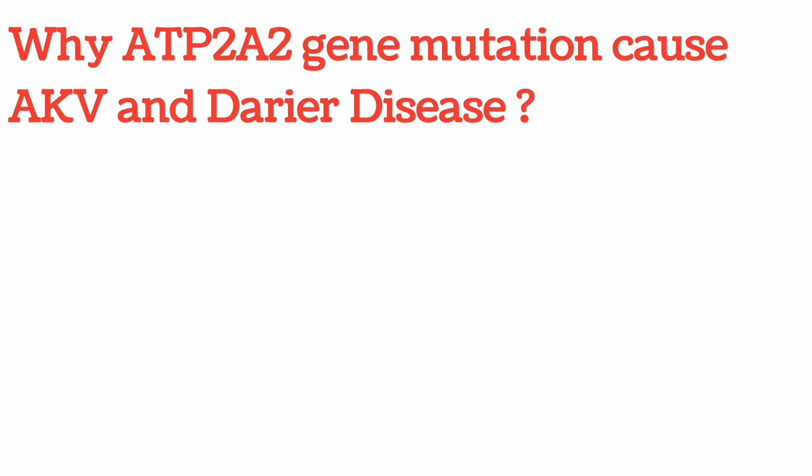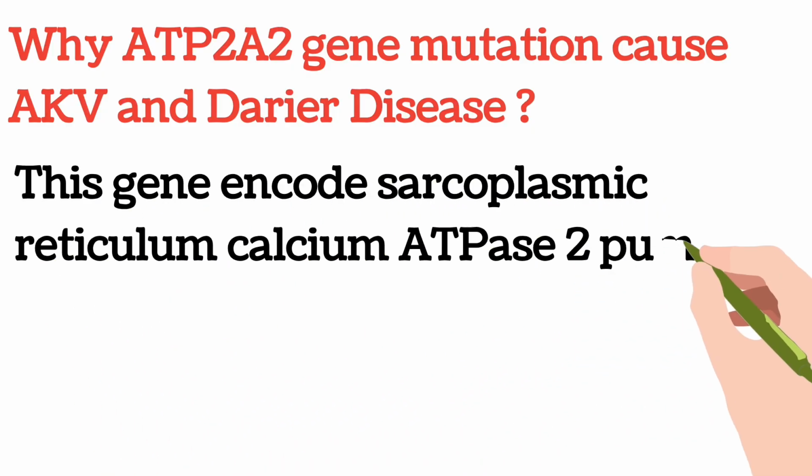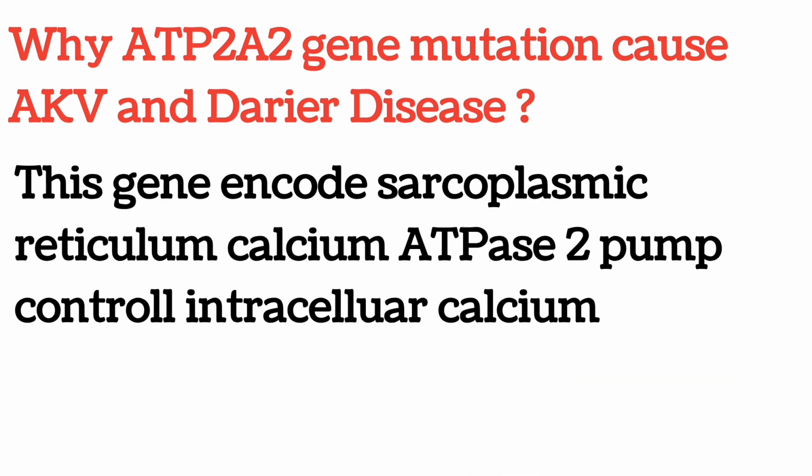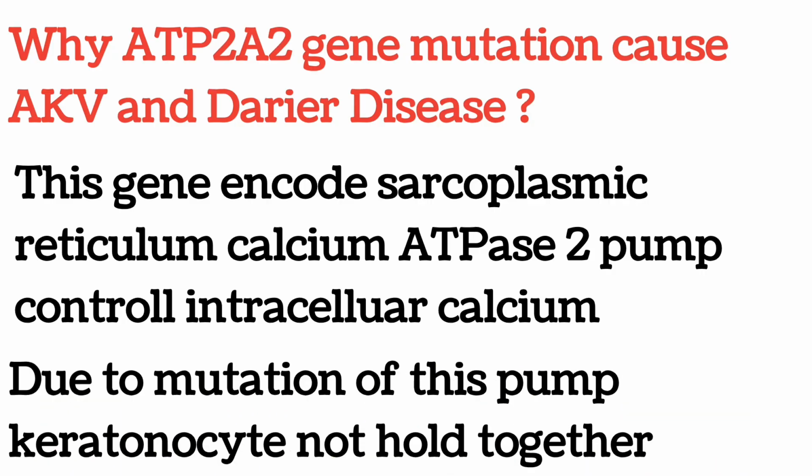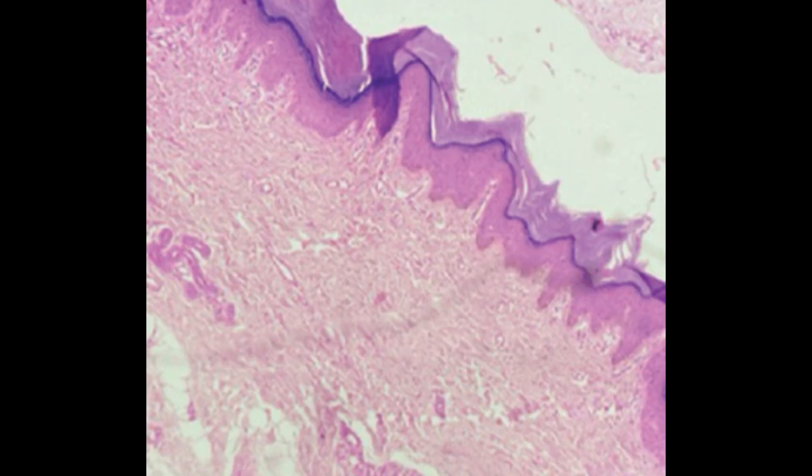Now we have a question: why does ATP2A2 gene mutation cause Acrokeratosis verruciformis of Hopf and Darier disease as well? This particular gene encodes the sarcoplasmic reticulum calcium ATPase pump. The pump in the sarcoplasmic reticulum is controlled by this gene, and this pump controls intracellular calcium homeostasis. If this gene is mutated, the pump loses control, and the keratinocytes will not hold together. That is the reason for this disorder.